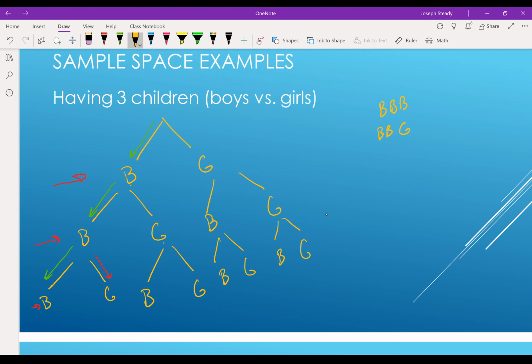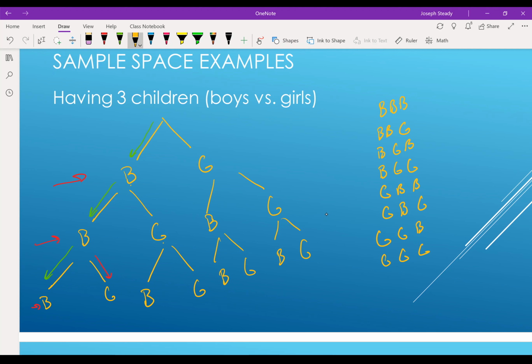And you can see where this is going. We can keep going down these branches. The next one over is boy, girl, boy. And then boy, girl, girl. And then girl, boy, boy; girl, boy, girl; girl, girl, boy; and girl, girl, girl. So these are, let's see, 1, 2, 3, 4, 5, 6, 7, 8 different possibilities.